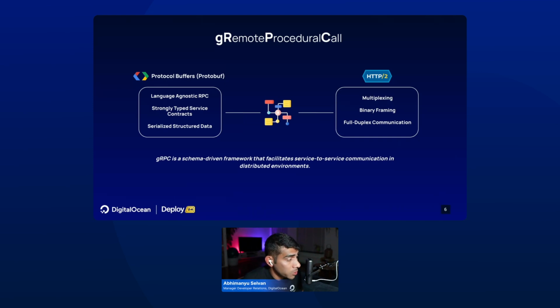Then you have HTTP2. It's a major revision of the HTTP 1.1. And one of the key features of HTTP2 is that it has multiplexing, which basically allows multiple requests and responses to be sent simultaneously over a single TCP connection, thereby reducing latency and improving speed. And it has something called binary framing, which is actually encapsulating the data into smaller chunks of data frames, and it's sent across the network.